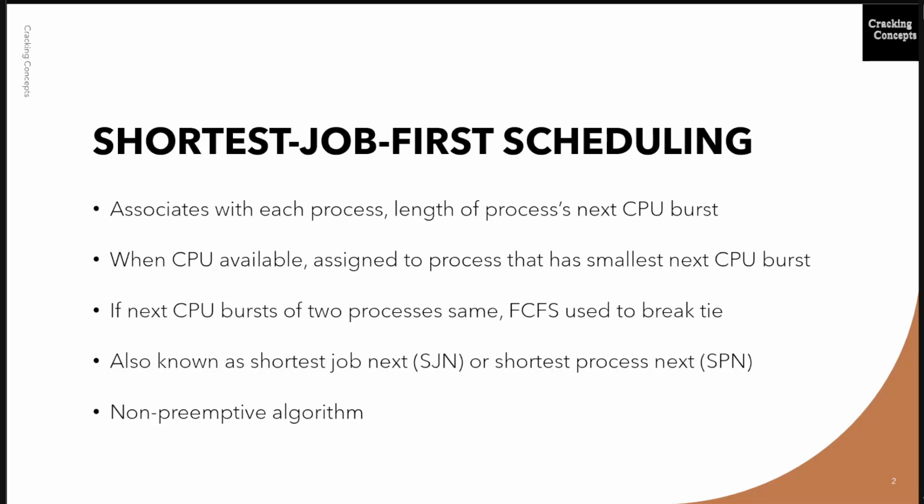Note that a more appropriate term for this scheduling method would be the shortest next CPU burst algorithm, because scheduling depends on the length of the next CPU burst of a process rather than its total length. Also known as shortest job next (SJN) or shortest process next (SPN), it is a non-preemptive algorithm.